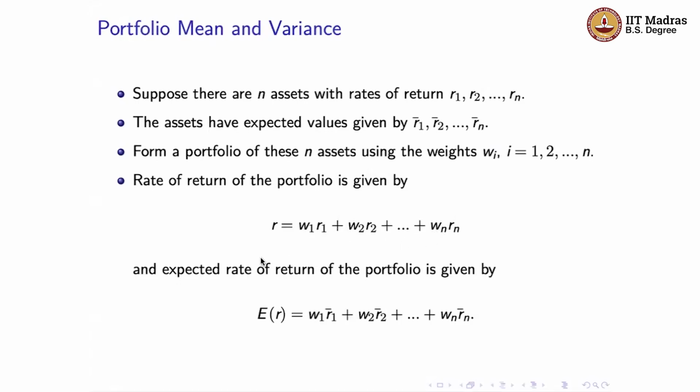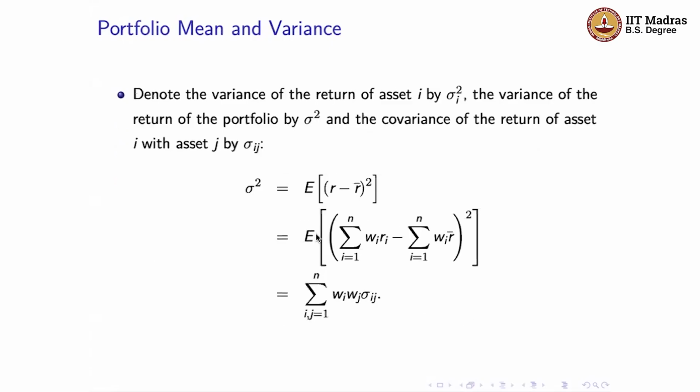And the expected rate of return is given by the weighted average of the expected rates of return of the individual assets, where the weights are again the ones that are given in the portfolio. We can also calculate the variance.